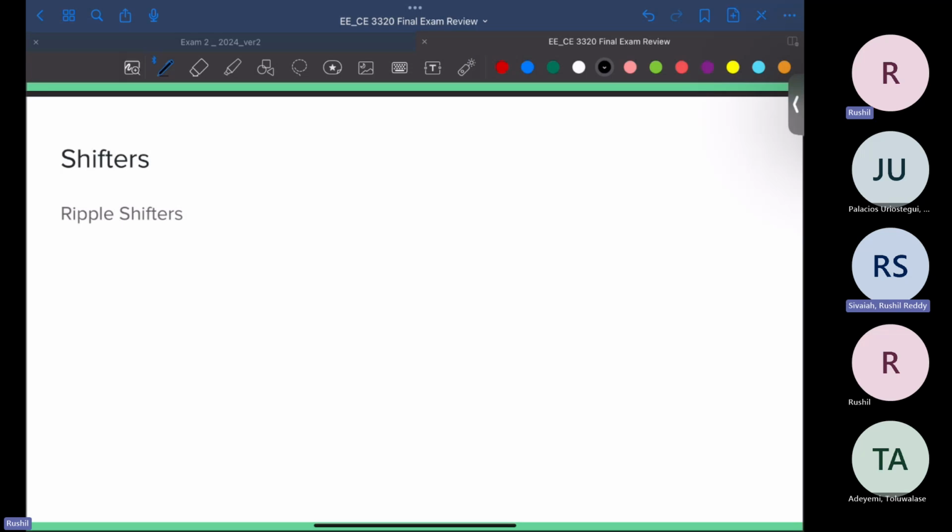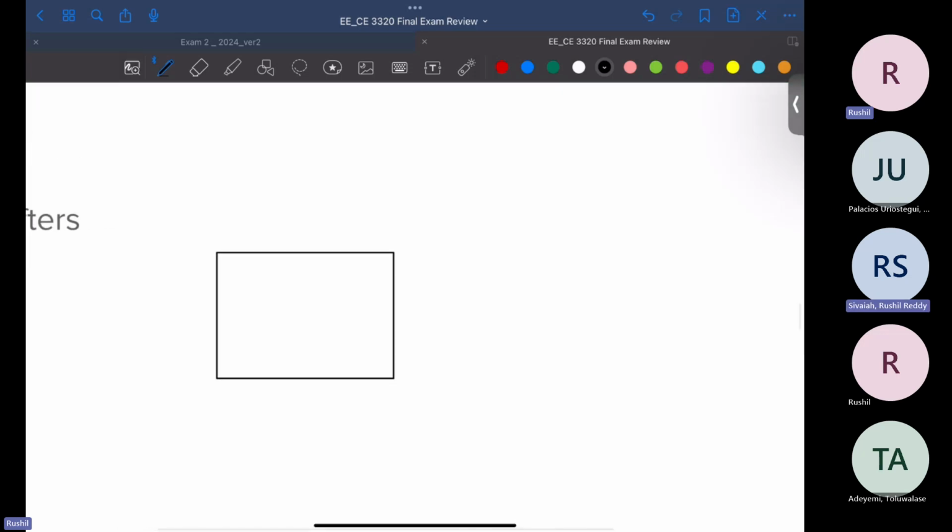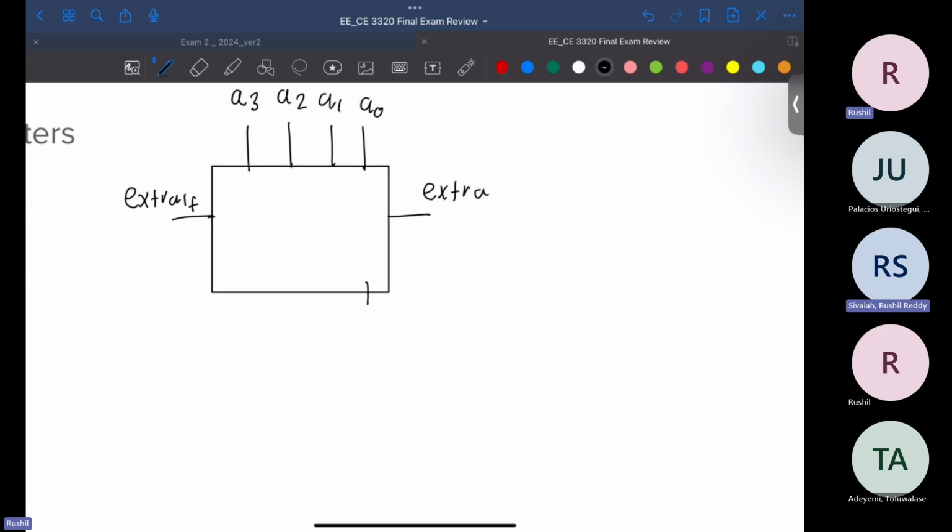There's a lot of different types of shifters. You generally will see ripple shifters, but I think the one that they want you to know is this type of shifter. Let's say you have 4 values coming in. This could be your A3, A2, A1, A0, and then an extra input, and then we'll have your Q0, Q1, Q2, and Q3.